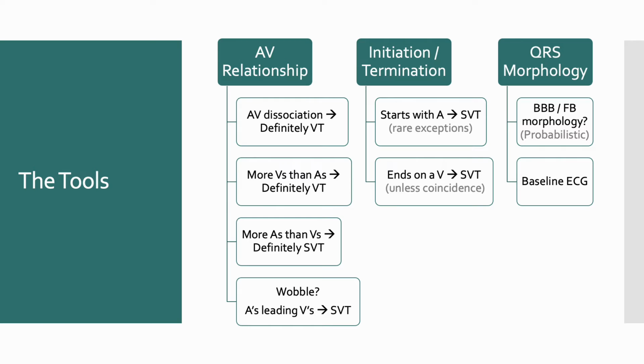To remind you, the tools we have for distinguishing VT from SVT with aberrancy are those three. The first and the best tool is the AV relationship. The second tool is initiation or termination, and we're fortunate enough to have a termination here. The last and often least helpful is the QRS morphology, which is largely probabilistic, as I mentioned before. You really need to decide how good of a bundle branch block it is. So let's take a look at this tracing and how we can use these tools.